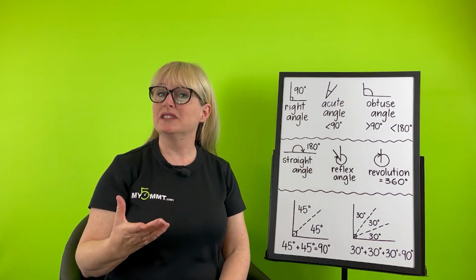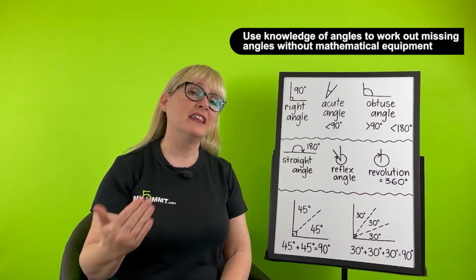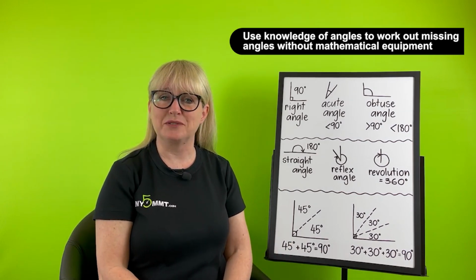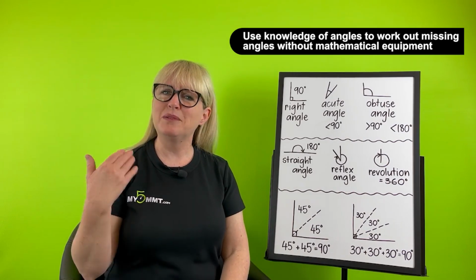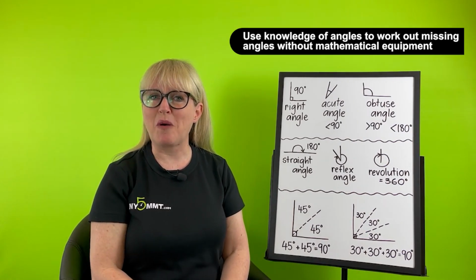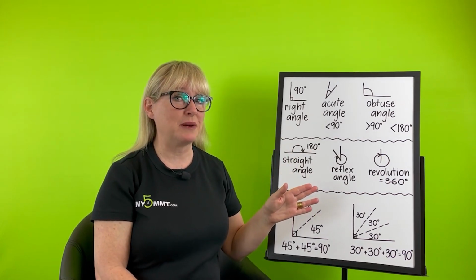Well, we know lots of different types of angles, and we need to use that knowledge so that we can then work out missing angles, where we haven't got any maths equipment to measure the angles. How can we use what we know to work out what we don't know? Let's start by going over all the different types of angles that we know.